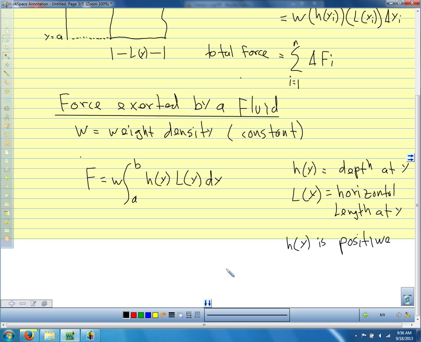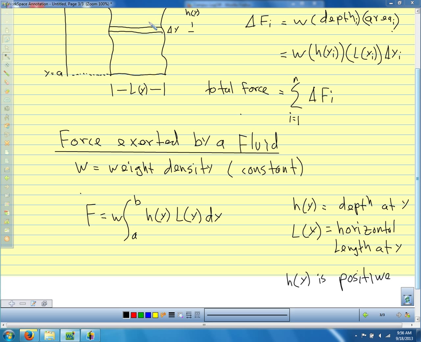So, again, finding the force on this vertically submerged surface is really an exercise in setting up and evaluating integrals, translating a physical situation into an integral that we can then evaluate. So this is our idea. We're just adding up the force on each individual little rectangle as we move up the surface. So what I want to do is just do a couple of examples of setting up and evaluating these integrals.